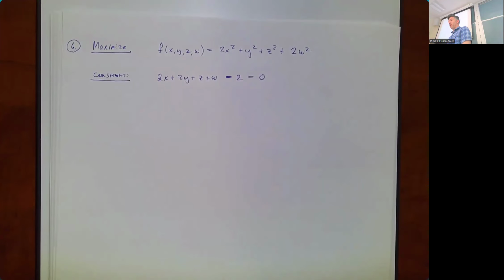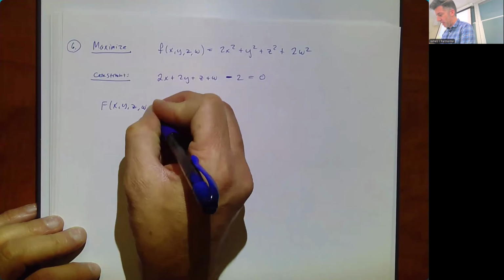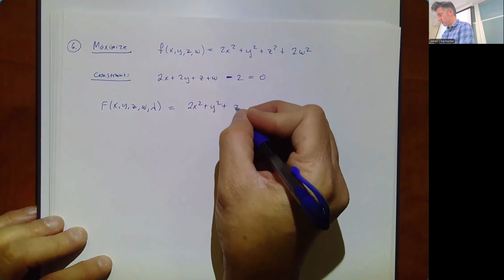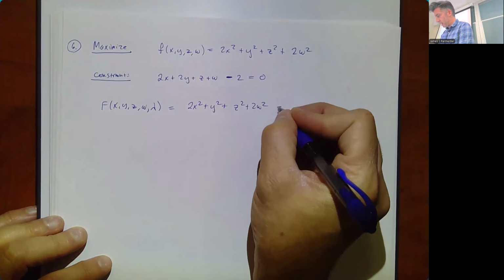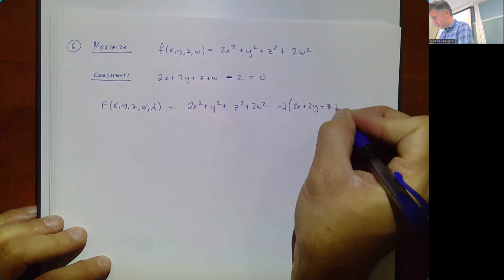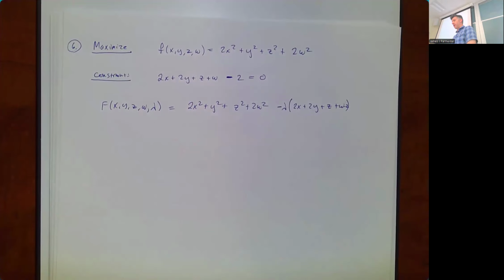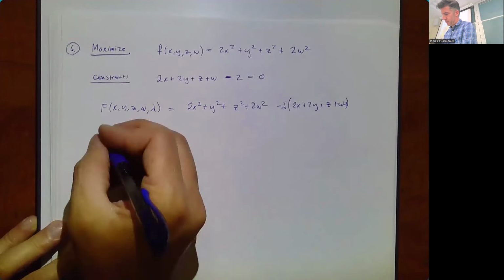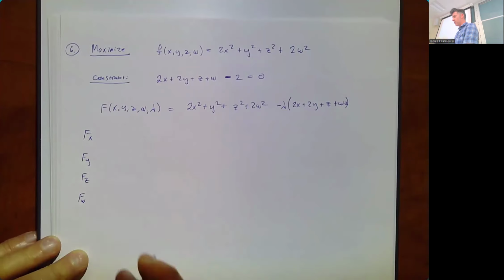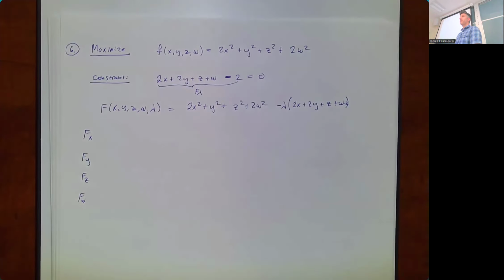All right, let's write down all the things. So our f of x, y, z, w, lambda is all of this: 2x squared plus y squared plus z squared plus 2w squared, minus lambda times the quantity 2x plus 2y plus z plus w minus 2. I always forget to write the lambda. Okay, and then we're going to take all of our partials. I'll point out this is your f lambda, essentially.